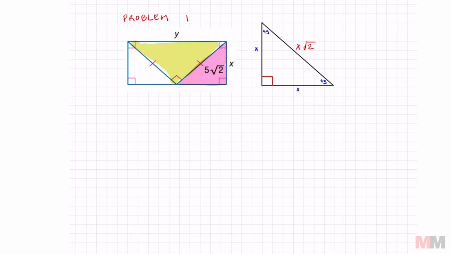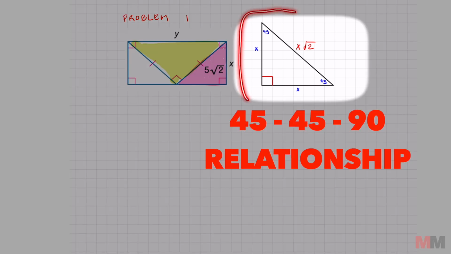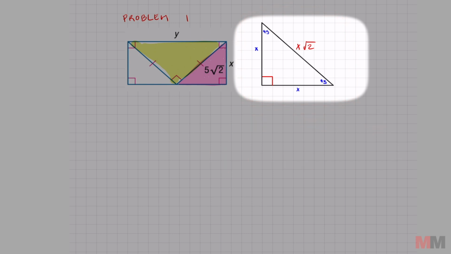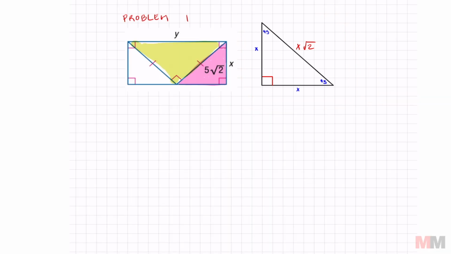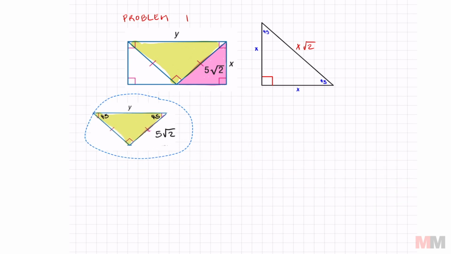In problem 1, I color-coded the triangles for you just to help explain it better. I also gave you the cheat sheet for the relationship of a 45, 45, 90, and we're going to use that for this question. Let's take this into two little pieces. Let's focus on the yellow one first. This is a 45, 45, 90 because you got a 90-degree angle right here, and you got two legs that are equal, which forces these to be 45.